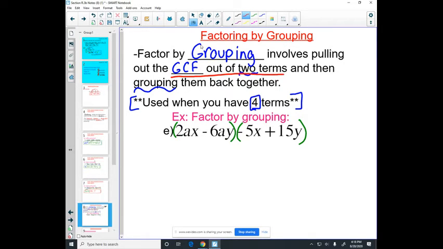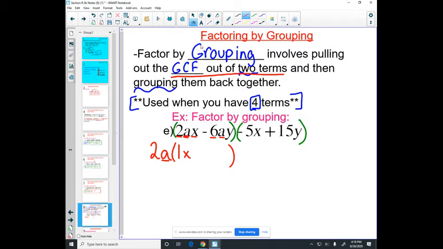So as we look at the first group, 2ax minus 6ay. 2 and 6 are both divisible by 2, so I'm going to pull out a 2 out of both of those. Looks like they also share an a, so I'm going to pull out an a. I can't pull out an x though because there's not an x in both of them, and I can't pull out a y because there's not a y in both of them. So we're just going to write what's left. 2 divided by 2 is 1. I had an a, but I pulled it out, so there's no more. But I have my x still.